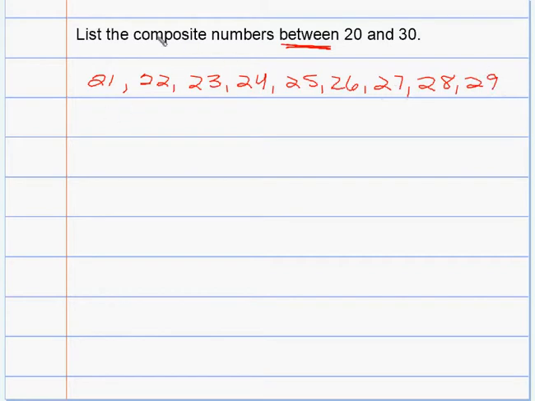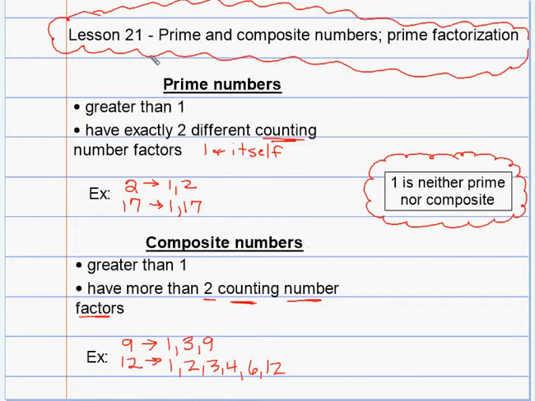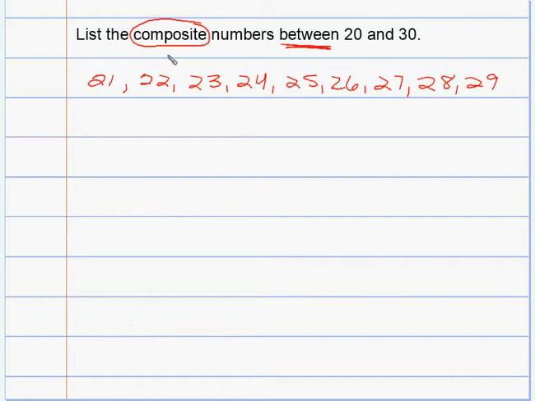Then I need to double check which type of numbers they wanted me to list. They want the composite numbers. So I need to cross out any prime numbers, and sometimes that's more difficult than just figuring out which ones are composite. So I would circle the numbers that I know are composite. Now remember, composite numbers are greater than 1 and have more than two counting number factors. Here's a nice tip: all even numbers except for the number 2 are composite, because they all have the number 2 as a factor.